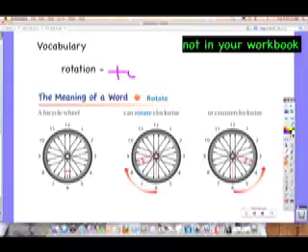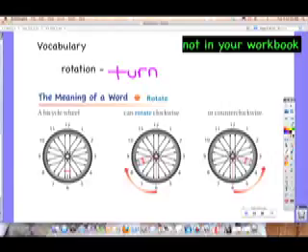Did anybody come up with a different one-word definition? Maddie, what did you come up with? Spin. Give her a thumbs up. Do you agree with that one? Spin would totally work. Any other ones that you came up with? Corinne, you have another one? Rotate, totally. Rotation, rotate, that would work.